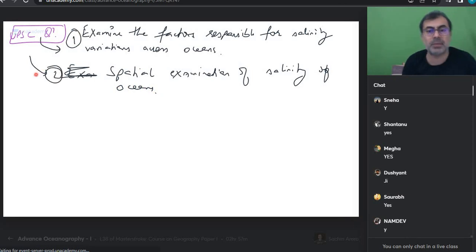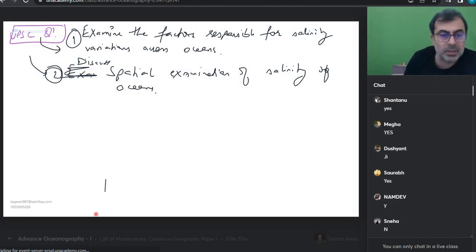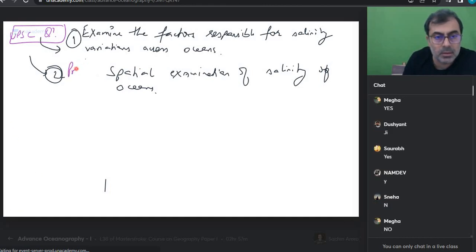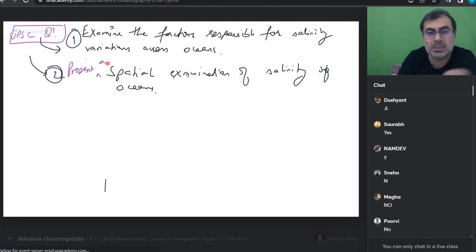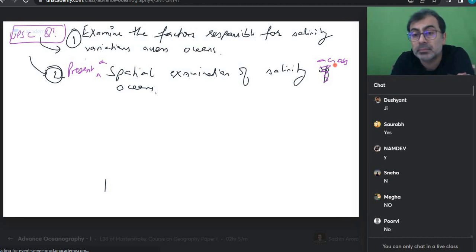Is question 1 and question 2 the same? Discuss special और present a special examination. Discuss हटाओ क्योंकि examination आ सकता है, आ चुका है. Present a special examination of salinity across oceans. Are they same or different? What is the difference? What is the difference?